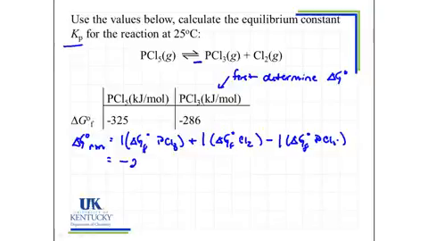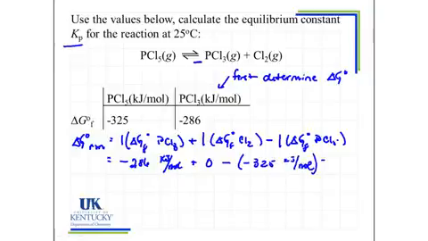PCl3 was a negative 286 kilojoules per mole. They didn't give it to me for chlorine, but delta G formation for any element in its standard state is 0. And then we'll subtract the delta G formation of PCl5. We're going to subtract a negative 325 kilojoules per mole. This is going to give us a value of 39.0, it's a positive value, 39.0 kilojoules per mole.